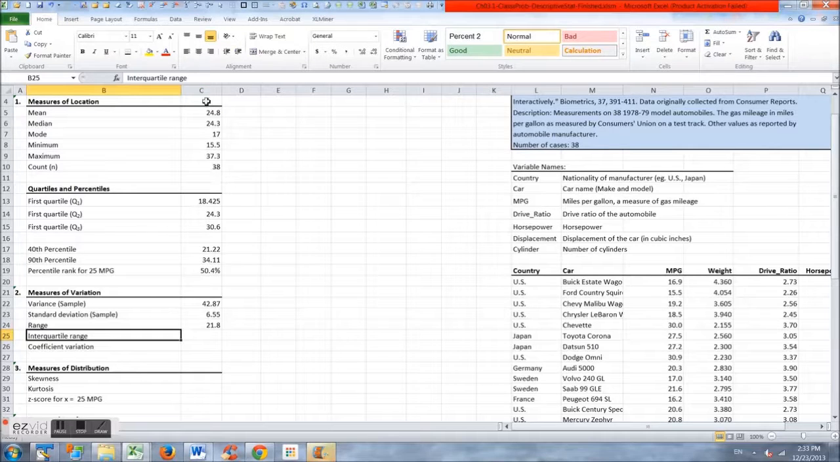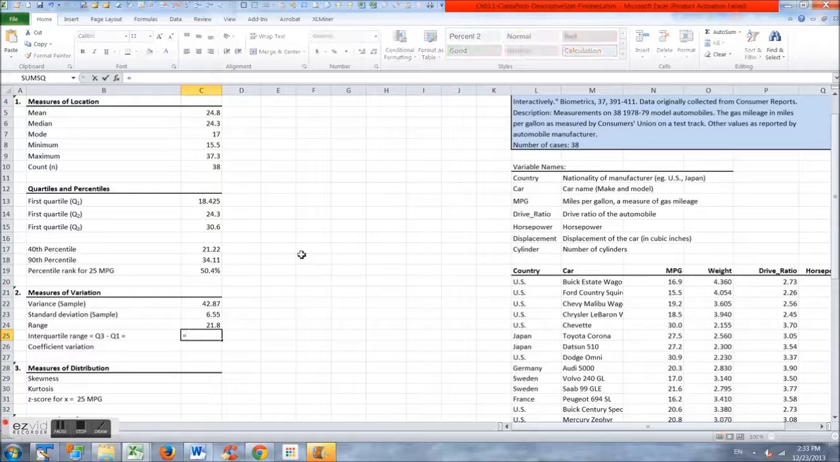Now the interquartile range is the difference between the third quartile and the first quartile. So that is the middle 50% of the data. We have already computed the third and the first quartile. So third quartile minus the first quartile. So that's our interquartile range.